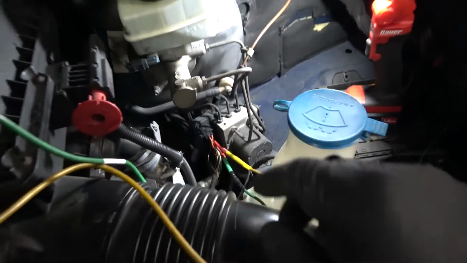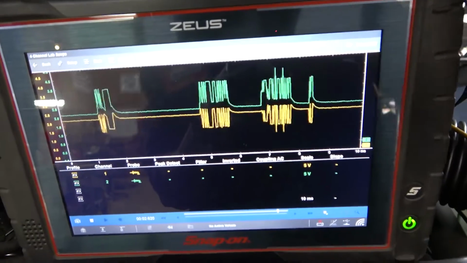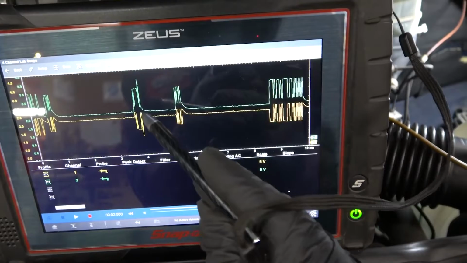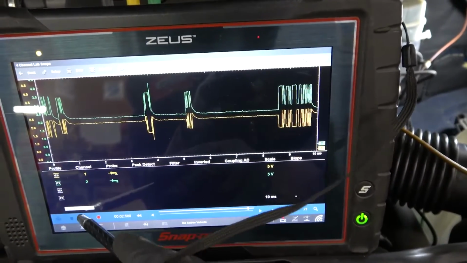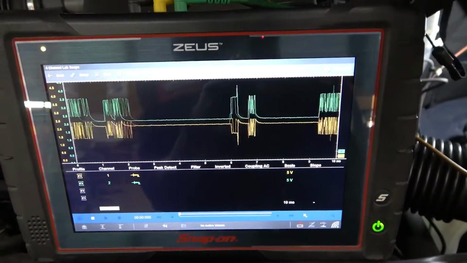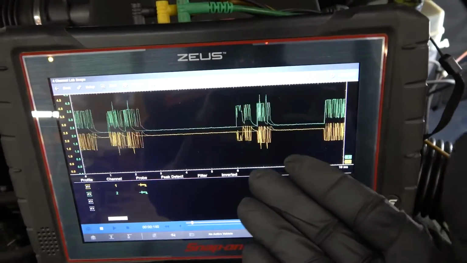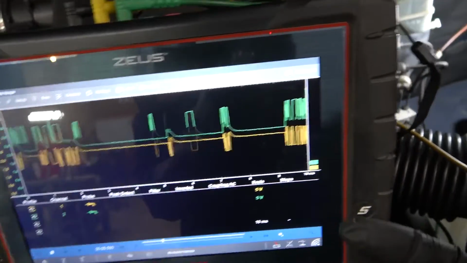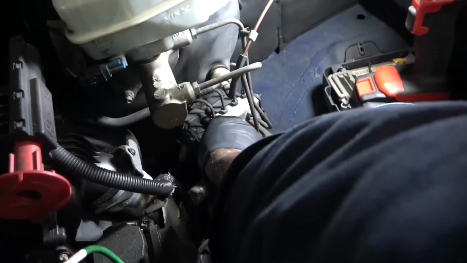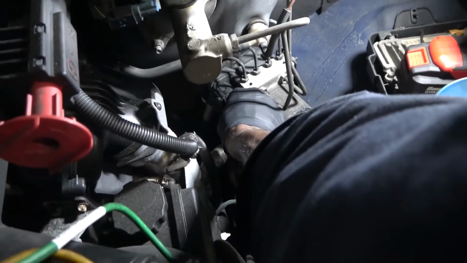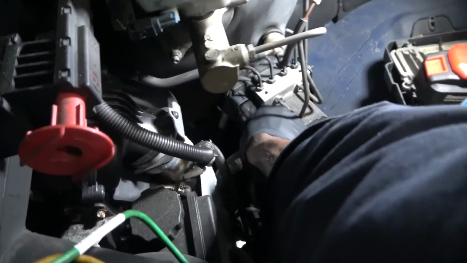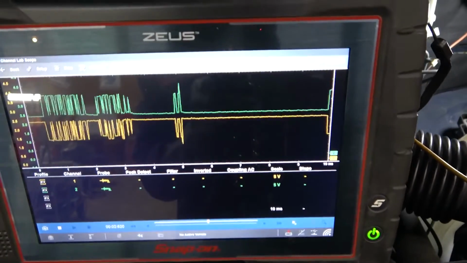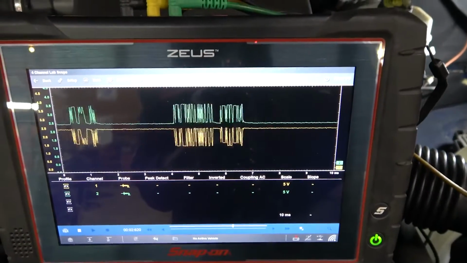Okay, look at that. Now we have this weird slope over here. See that? So when we reconnect our ABS control unit, our CAN bus messages get corrupted. Okay, let's disconnect it again. Now let's look at the scope. Right there, our message looks good.